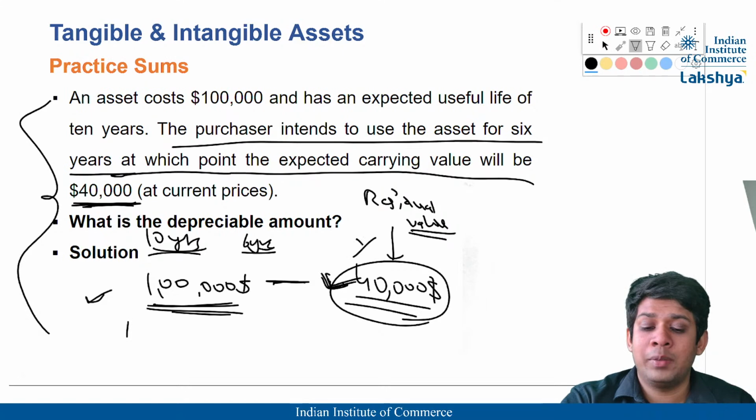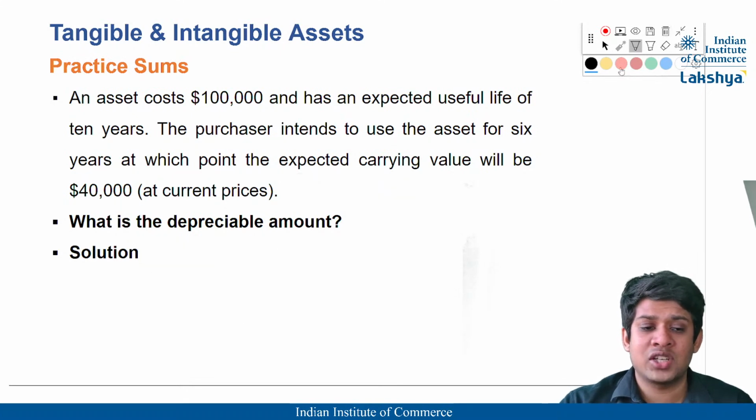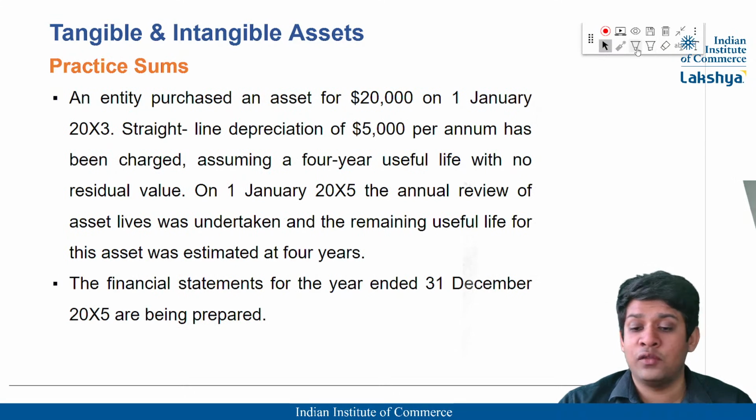So this amount will not be depreciated, because I will recover it once I sell the asset. Technically, it will be depreciated at 1 lakh minus 40,000, that is 60,000, divided by 10 years. I can charge depreciation of 6,000 every year. But technically, guys, this question is a bit weird. It is irrelevant. You can skip this, otherwise it will make you confused.